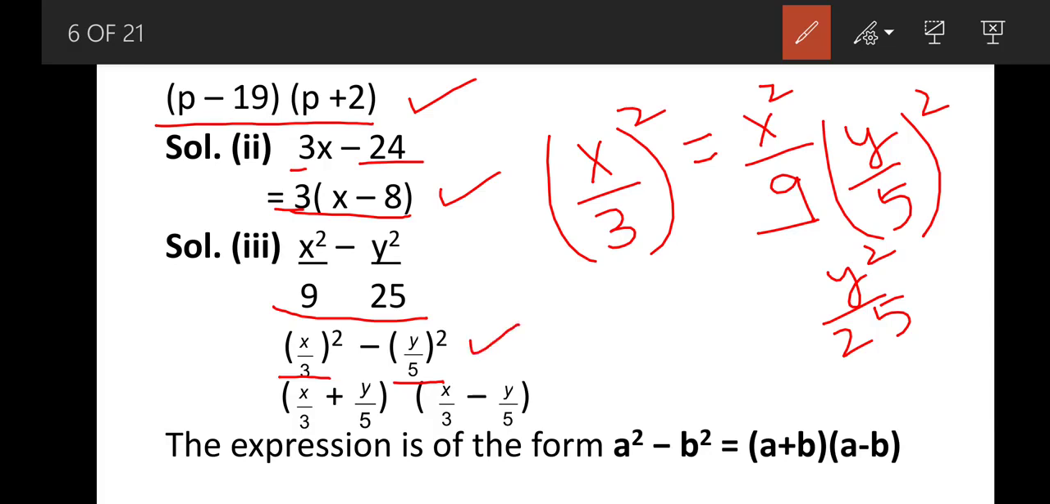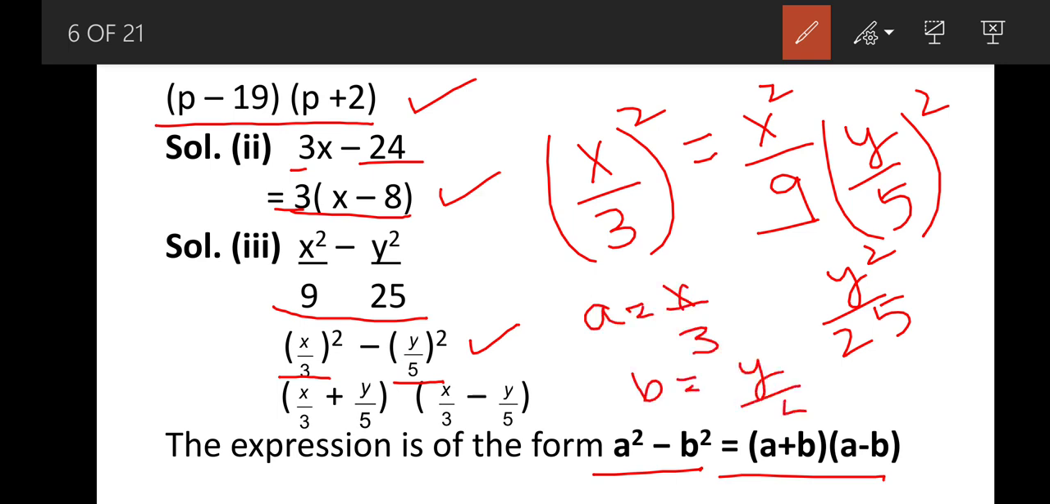Now, dear children, can you relate this with the third identity, that is a square minus b square, which is equal to a plus b, a minus b? What is a here? A is x over 3. What is b? B is y over 5. So we are using the third identity. A square minus b square is equal to a plus b, a minus b. So this is our answer. That is x over 3 plus y over 5, x over 3 minus y over 5, where a is x over 3 and b is y over 5.